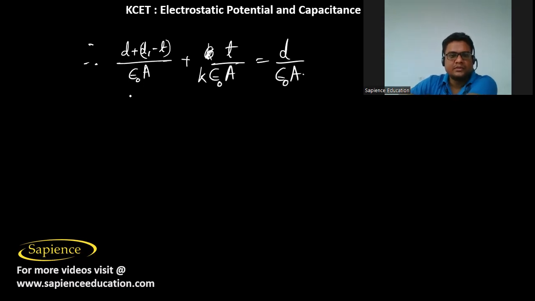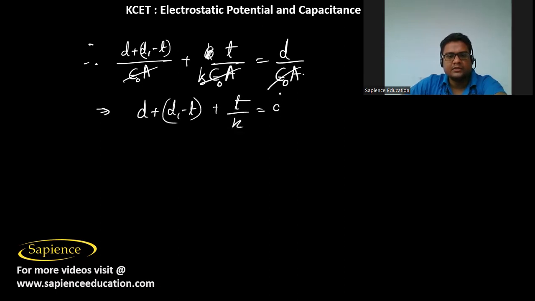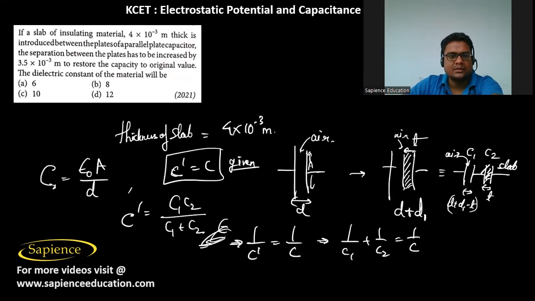So from here we can see that D by epsilon naught A we can cancel. So epsilon naught A we can cancel it. And then we have D plus D1 minus T plus T by K, that is equal to D. So D and D also will get cancelled. So it means that D1 is the separation by which the plates has been increased.